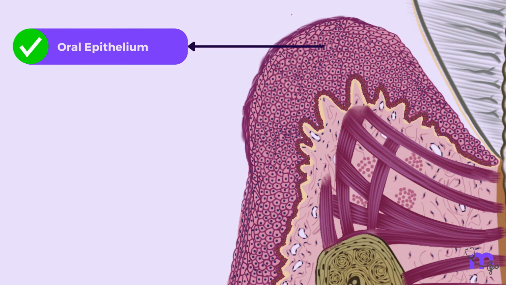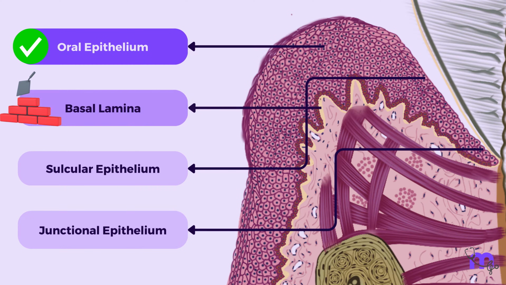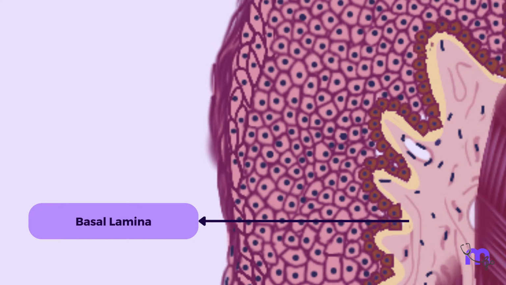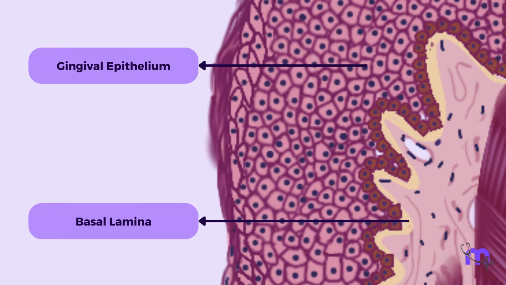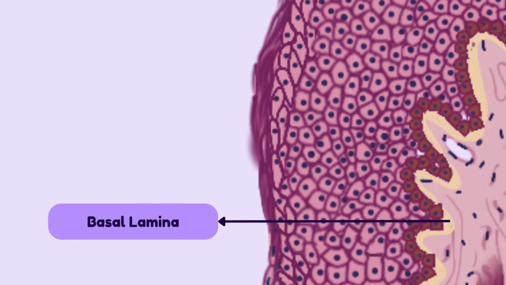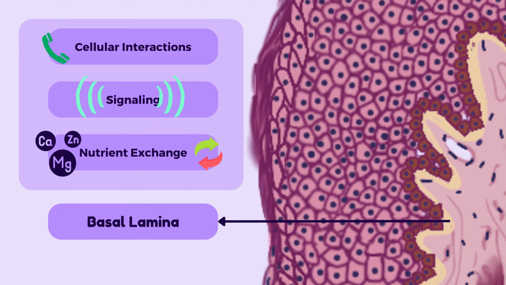Before we move on with the sulcular and junctional epithelium, we need to know about a foundational layer called the basal lamina. This thin layer of extracellular matrix underlies the gingival epithelium. Think of it as the bedrock upon which the gingival tissues are constructed. Basal lamina also helps in cellular interactions, signaling, and nutrient exchange.